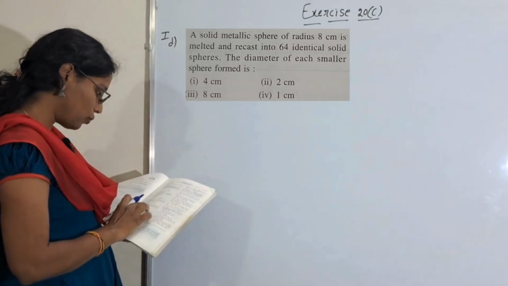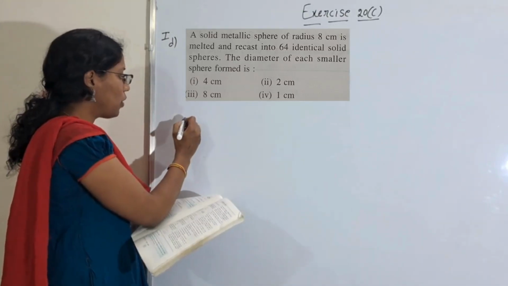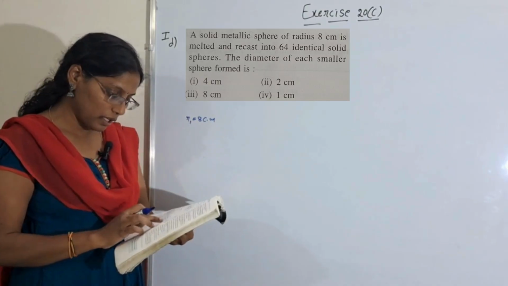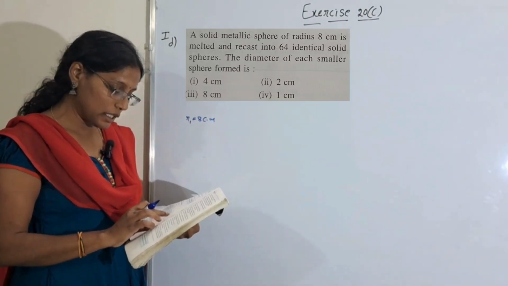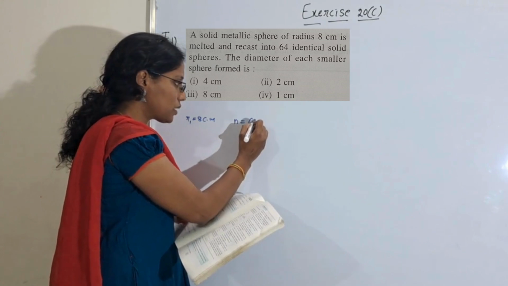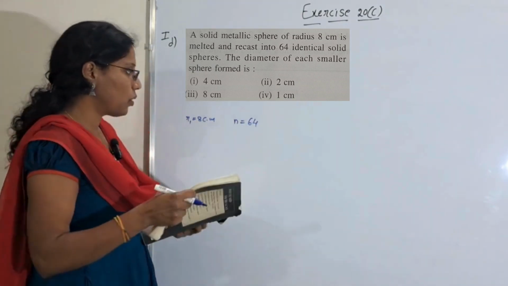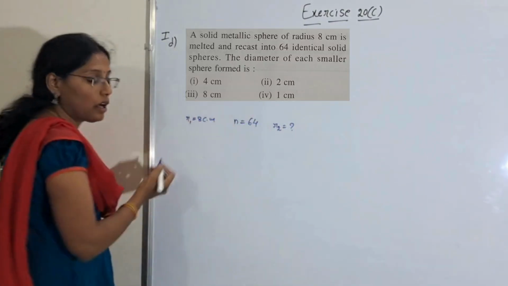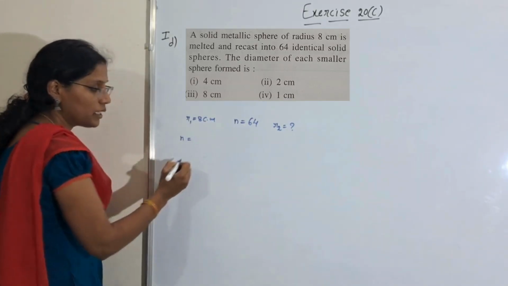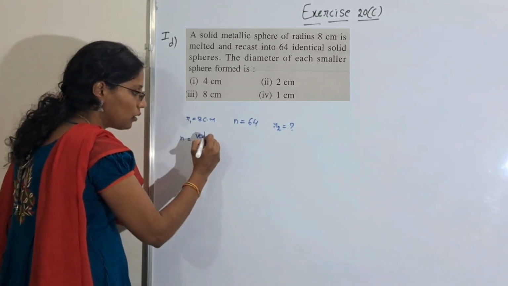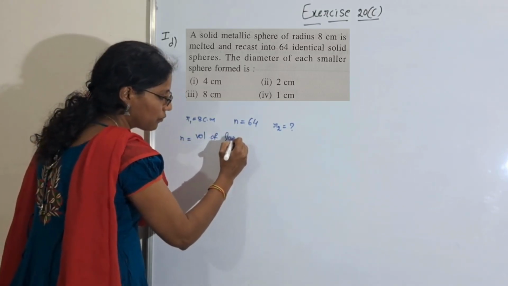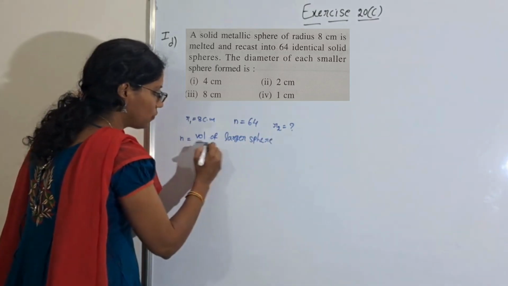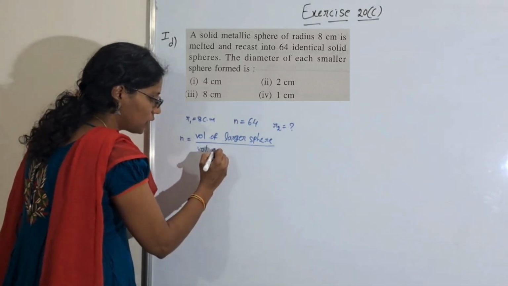Here the given conditions you should write. Given larger sphere radius 8 centimeters, R1 we have to take, and number of identical solid spheres N is equal to 64. Here small R2 value we have to find out. How to find? What is the formula? N is equal to volume of larger sphere by volume of smaller sphere.